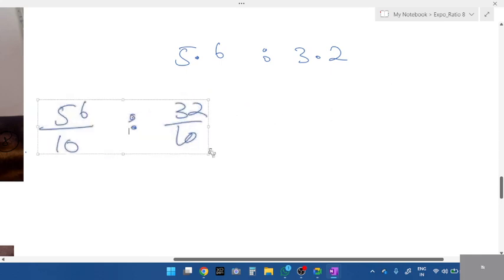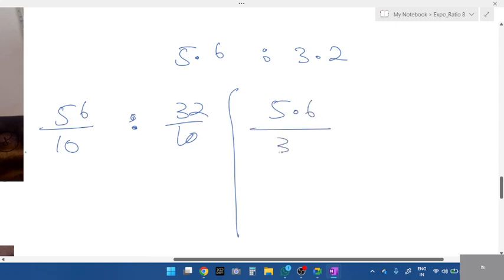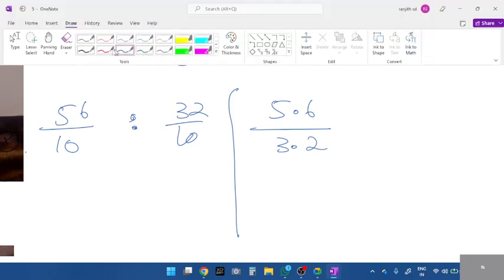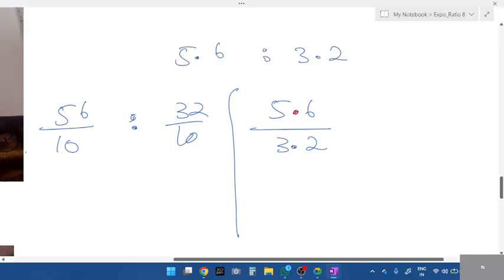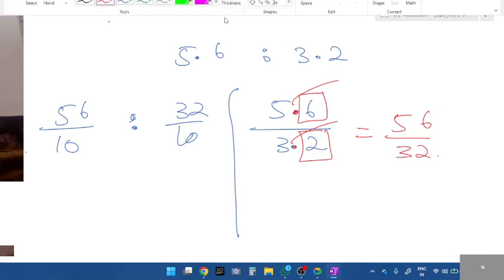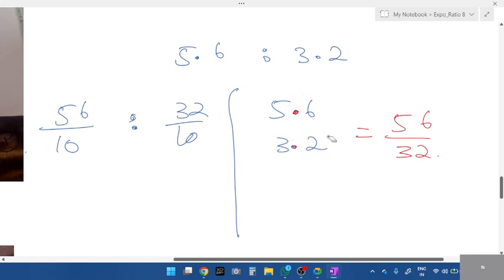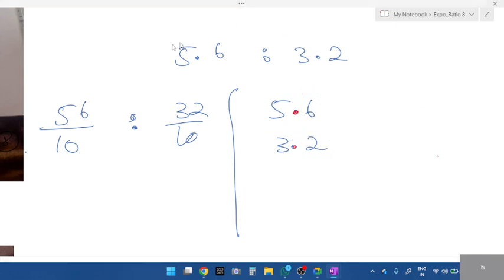There is another concept. Whenever we have it like this, you can write 5.6 divided by 3.2. If there are equal decimal places, look at numerator and denominator. After the point, how many numbers do we have? Do we have an equal number? 1 and 1. Then you can just ignore this decimal. Remove the decimal from both. You can directly write 56 by 32. You should have an equal number.